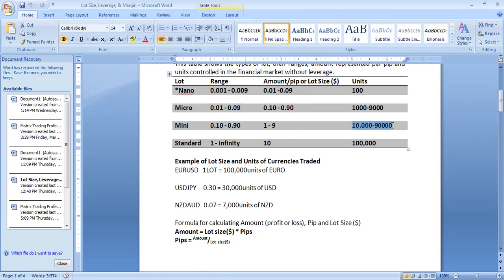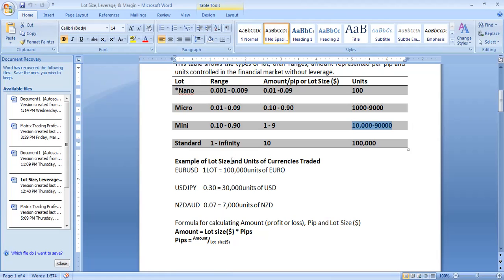It falls into this group, the micro lot. So micro lot is 0.01 to 0.09. Mini lot is 0.1 to 0.9, and then standard lot is from 1 to infinity. So if I open 20 lot, it's standard. If I open 1.3, it's standard. If I open 6 lot, it's standard. So if one lot size is 100,000 units, 10 lot size will be how many? It will be 1 million units.